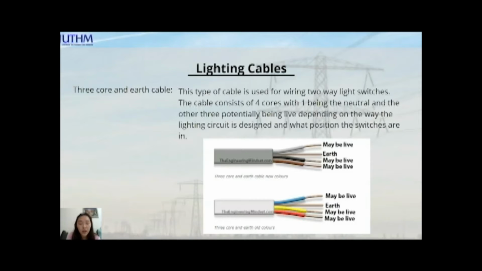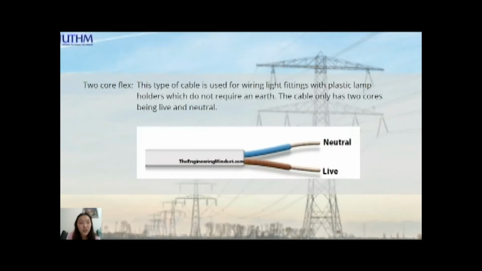So here we can see the maybe live, earth, maybe live, and the maybe live. So this is a three core and the earth cable, new color and the old color figures. So the last is the type of the cable used for wiring light fittings with plastic lamp holder which do not require an earth. The cable only has the two core being live and neutral.